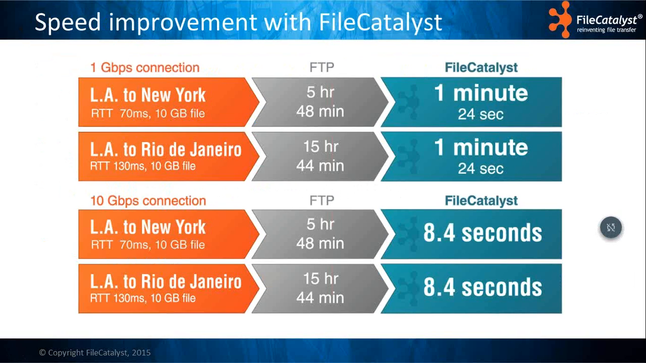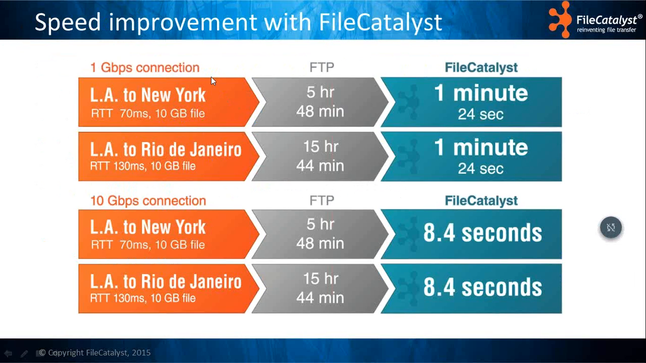So what type of transfer speed improvements are we looking at here? Here's an example for an LA to New York transfer with 70 milliseconds latency. This is a 10 gig file that we're going to be sending. With FTP, this is going to take just over 5 hours to transfer. With us, it's going to take a minute and a half. Yes, it's quite a dramatic improvement, but this is what latency will do to any TCP traffic.